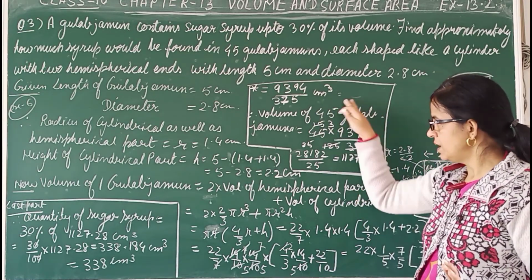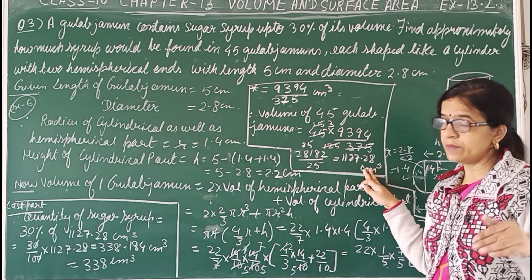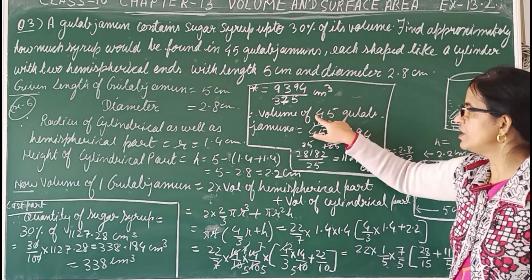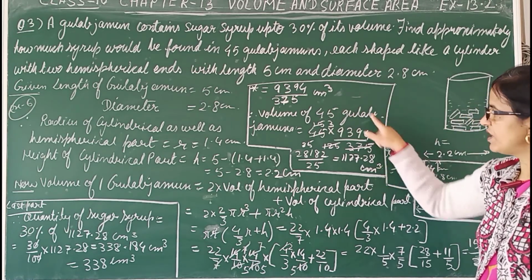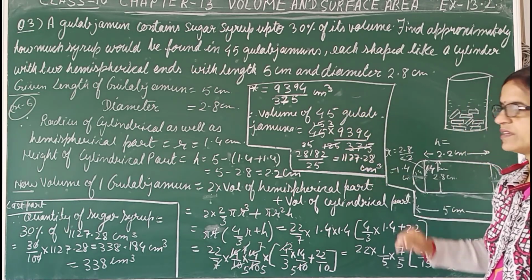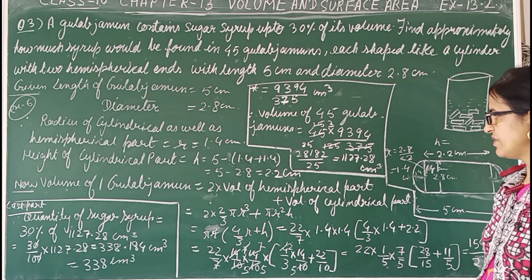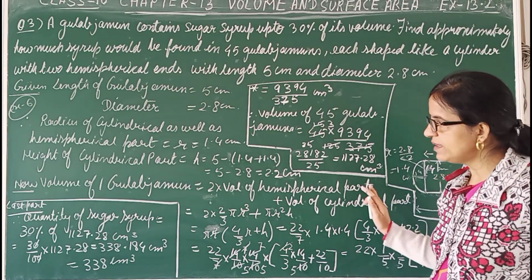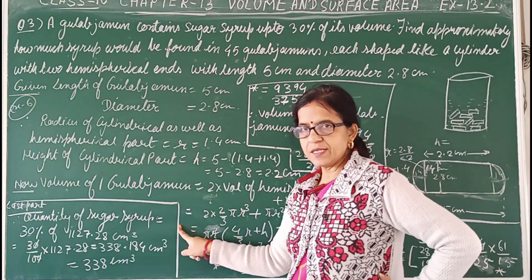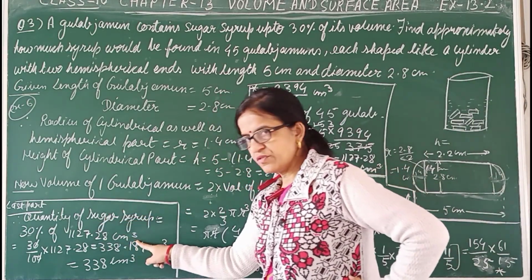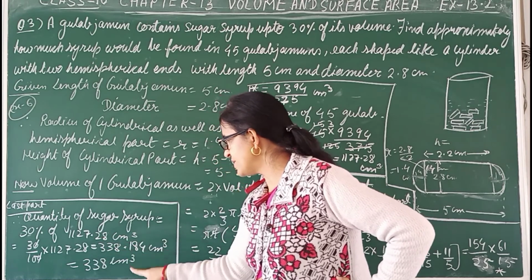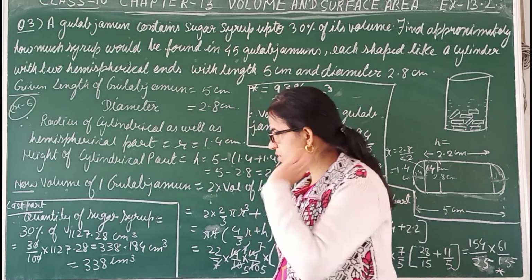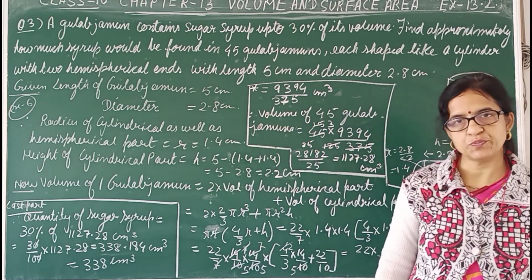I have changed this to decimal after multiplying with 45. So the volume of 1 gulab jamun is this much, therefore the volume of 45 gulab jamuns is 45 into this much, which now I have converted to decimal, 1127.28. You please do the calculation on your own. Therefore, the quantity of sugar syrup will be 30% of the total volume. So 30 by 100 into this much, which is coming as 338.184. So this is approximately 338 cubic centimeters.